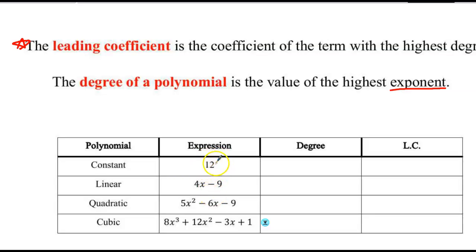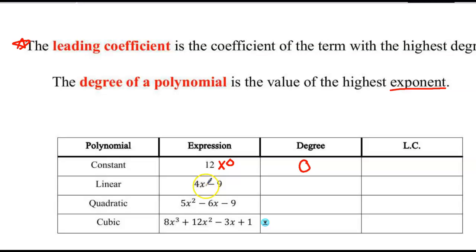So looking at this constant, if I really wanted to, I could say that this is 12x to the power of 0. Anything to the power of 0 is 1. We don't necessarily have to write the 1, so that's why we just leave it as 12. The degree of this constant would be 0.